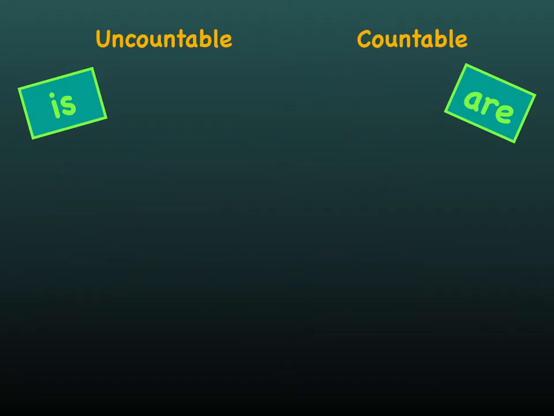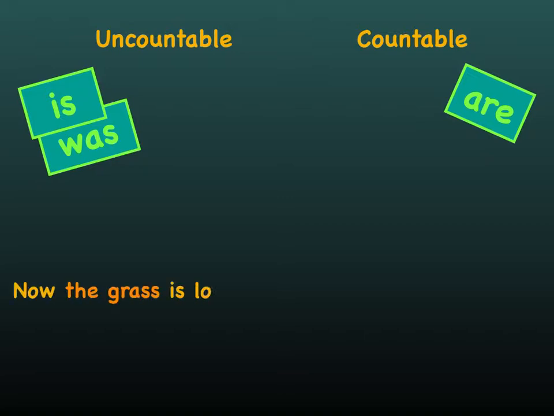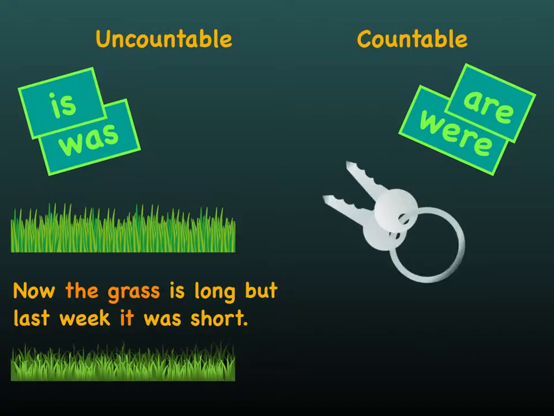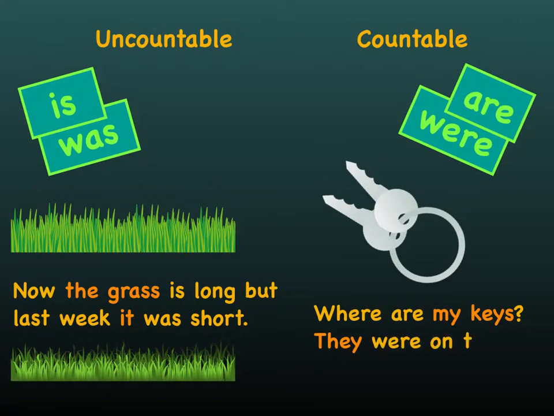Oh, one more point before we start. Of course, is must be was in the past tense. Look at this example. And are changes to were. Another example. All okay?